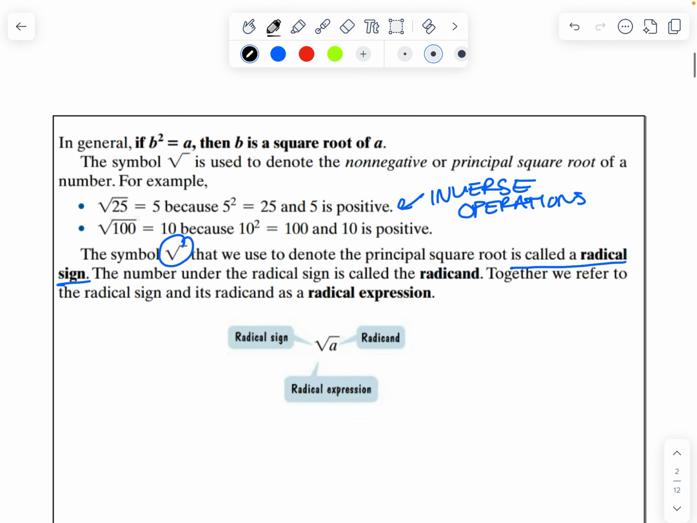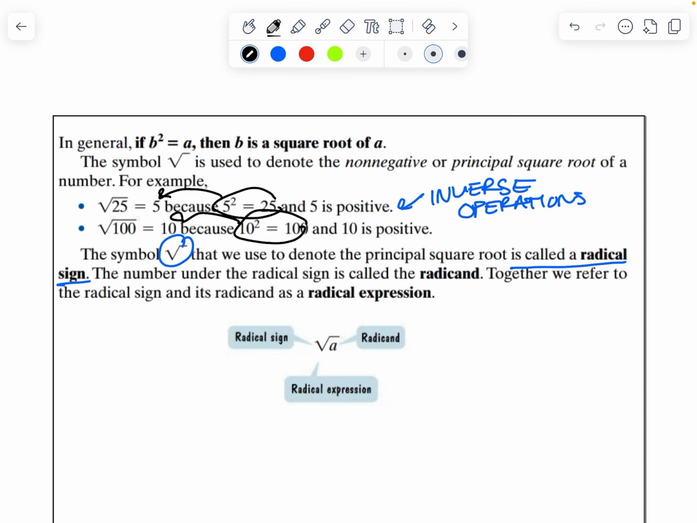So in general, if b squared is a, then b is a square root of a. We can look at the examples that we have here. 5 squared is 25, and that means that 5 is the square root of 25. In the same way, 10 squared is 100, and that means that 10 is the square root of 100.